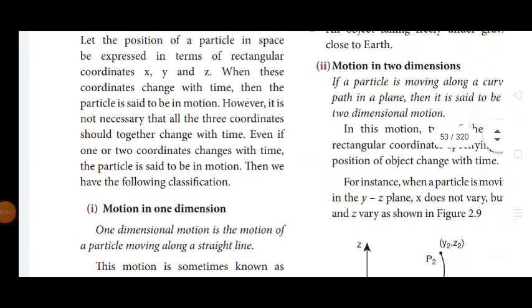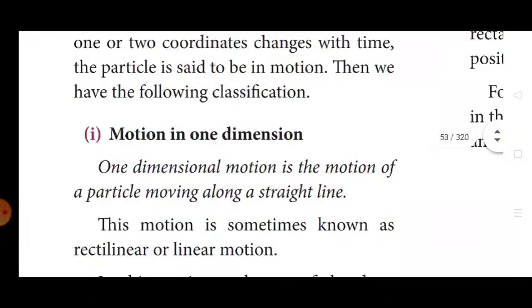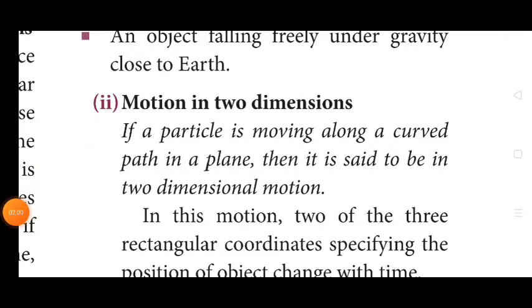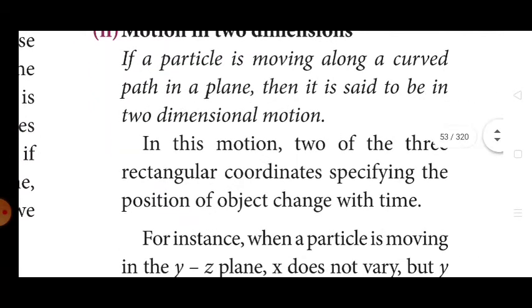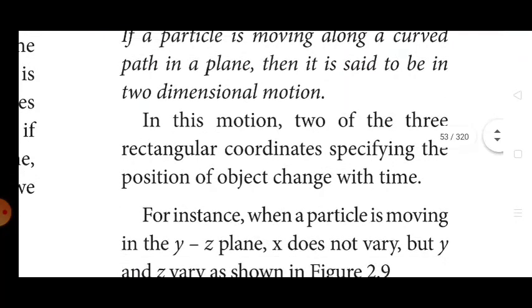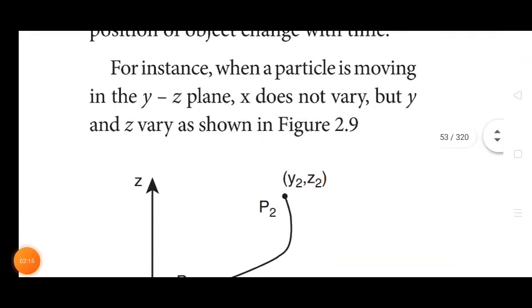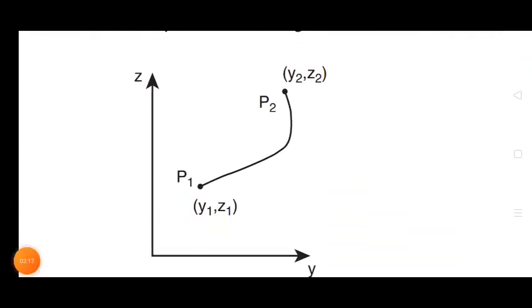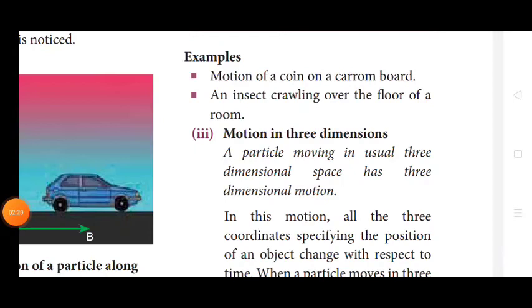Motion in 1 dimension is the motion of a particle moving along a straight line. Motion in 2 dimensions means if a particle is moving along a curved path in a plane, then it is said to be 2-dimensional motion. For example, specifying the position of an object with time. This is the diagram for 2-dimensional motion. Examples: motion of a coin on a carom board, an insect traveling over the floor of a room.